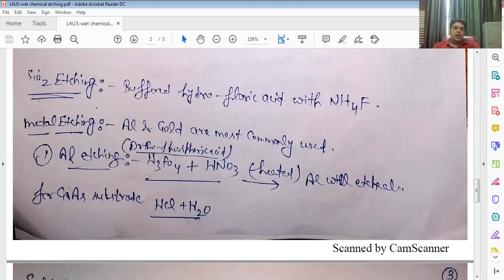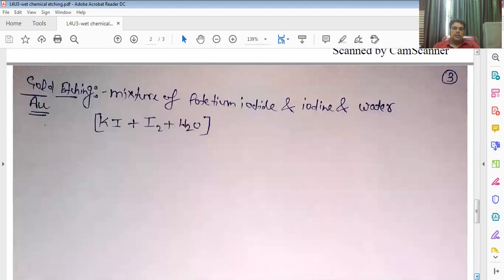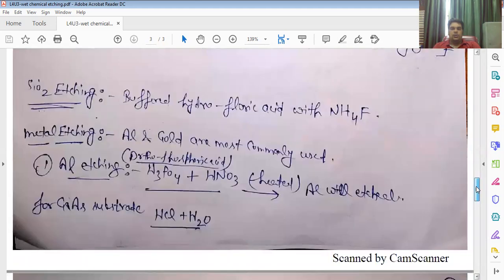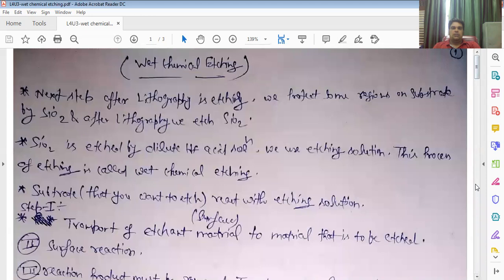Now, if the substrate is gallium arsenide, whereas here we were using a silicon substrate, then you will have to use HCl with H2O. This is done like this. For gold etching, a mixture of potassium iodide, iodine, and water is used. So this was your wet chemical etching.